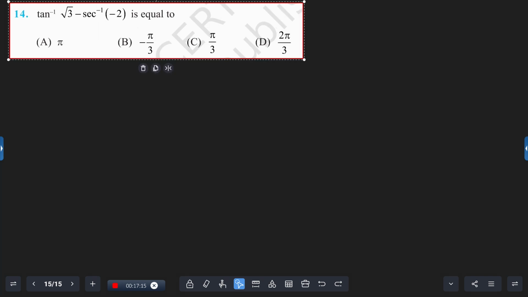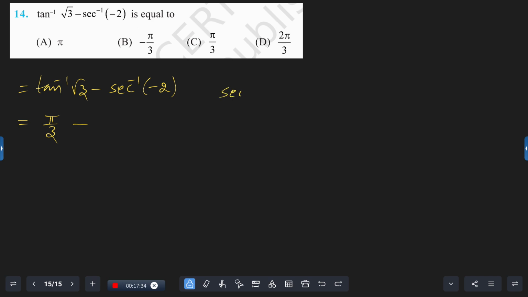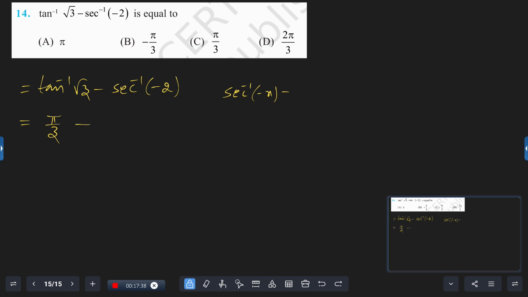Right, fine. What is that? Tan inverse root 3 minus secant inverse of minus 2. So tan inverse root 3 we know the normal value. What is that? Pi by 3. For 60 degree you will be getting that. But secant inverse of minus x is equal to what we know? Pi minus secant inverse of x. Have you remembered this formula? That is what I am going to use here.